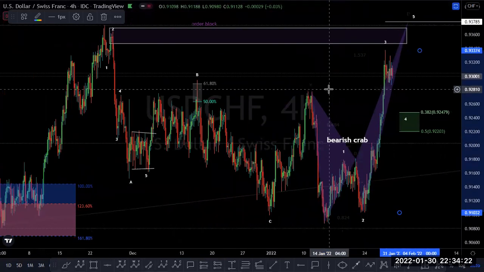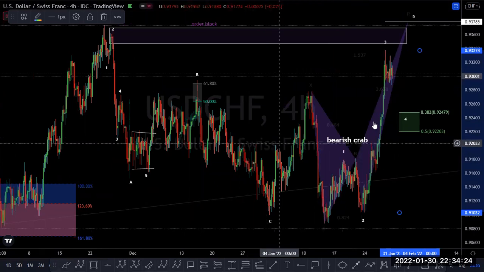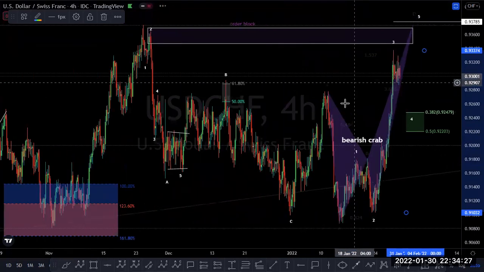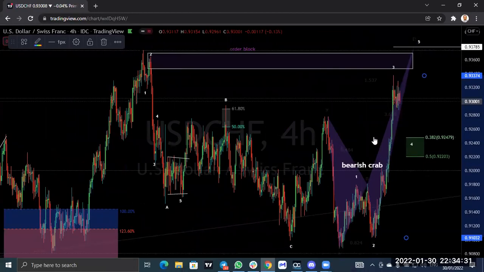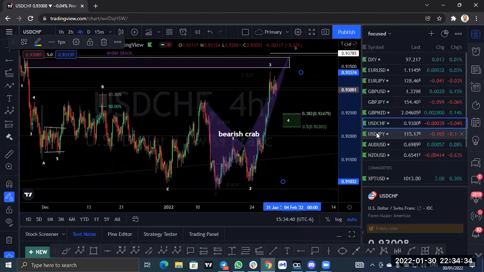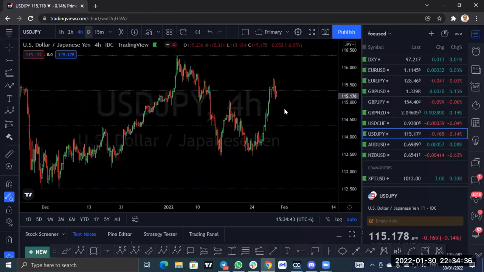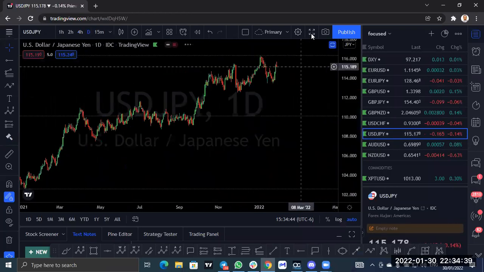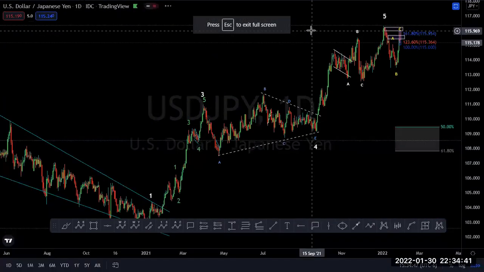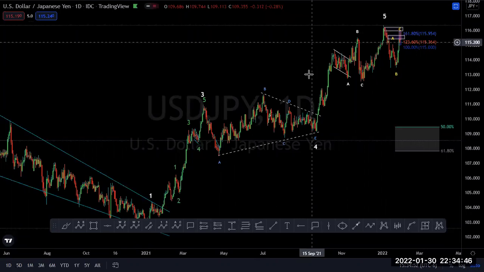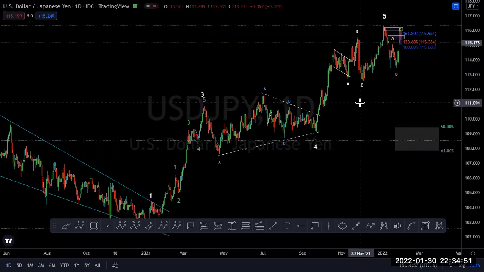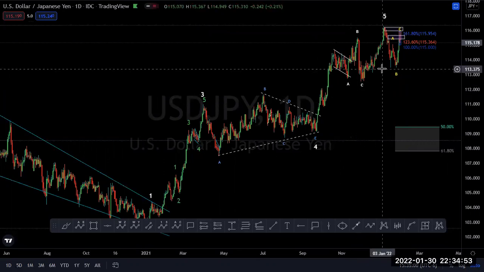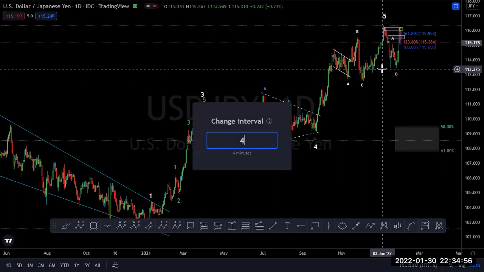I don't like to take, though I'm an aggressive trader, but at least I trade wisely. I don't just jump into trade anyhow, because I see a setup. So USD JPY. Okay, something similar to USD. We are looking for when the market will reverse. So let's check 4 hours again.